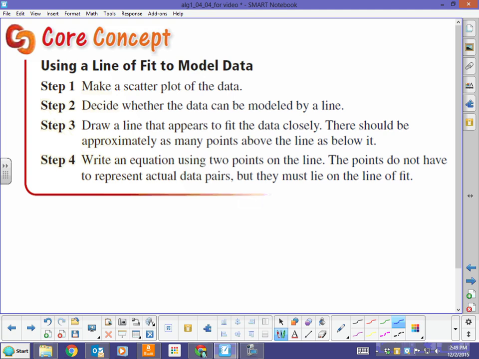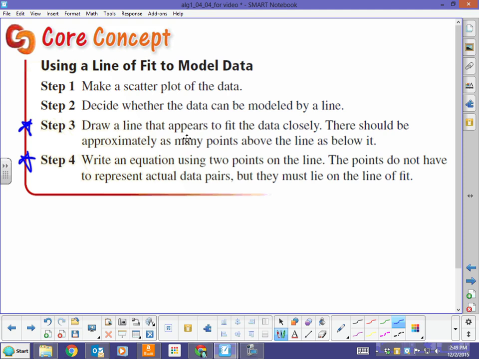Get this down in your notes. This is using a line fit to model data. After you do the scatter plot, you can decide what's going to be modeled by a line. So you're looking for a correlation here. Now, it's really step 3 and step 4 that we're looking for here. This is kind of the new part.